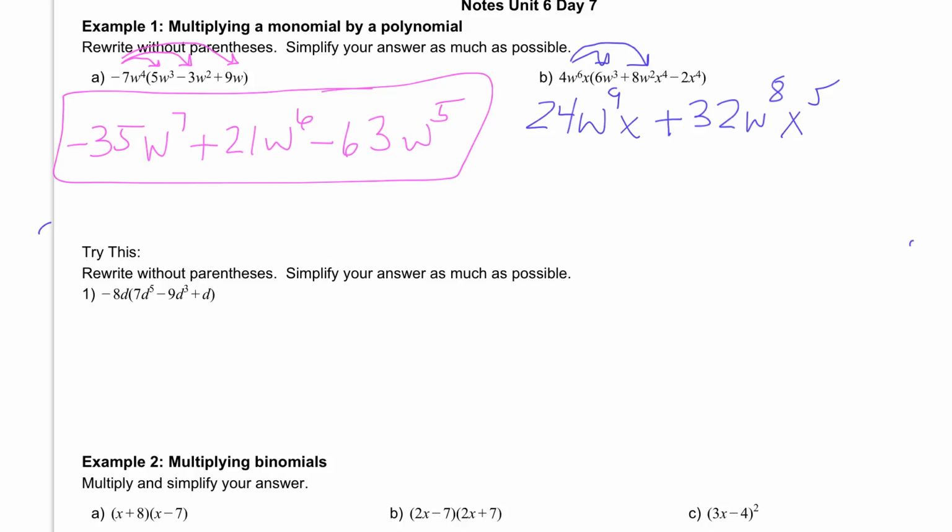And then we can multiply by our last term, which is negative 2x to the fourth. 4 times negative 2 will give us negative 8, so we have minus 8. W to the sixth has no other w to combine it with, so that w to the sixth is just there. And then we have an x to the first times an x to the fourth, which will give us an x to the fifth.